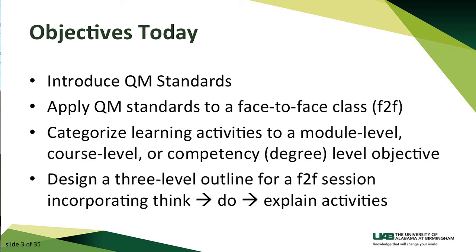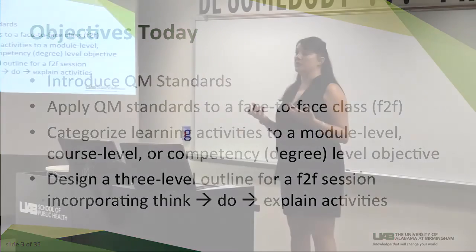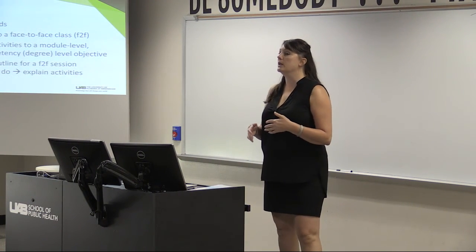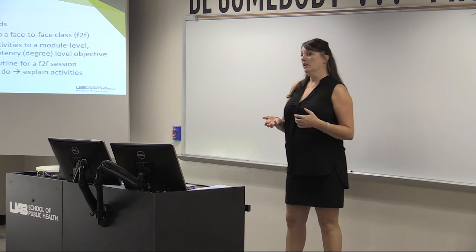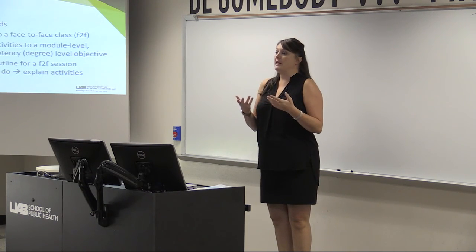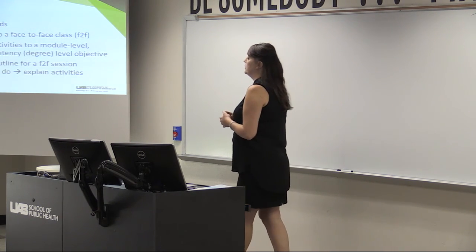We will apply the QM standards to a face-to-face class. We will categorize learning activities to a module level, course level, or competency/degree level objective. And as you know, our degree level objectives have been accepted through our certification, so you can't actually change those. So what do you do to try to meet those objectives since they're out of your control?